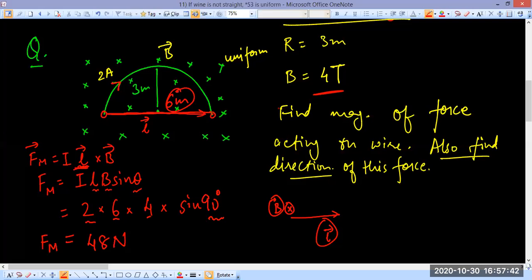Now direction. Direction cannot be done without the right hand thumb rule. We have to do L cross B, right? So when you do L cross B, it will come upward, like this. Clear? Upwards in this diagram.